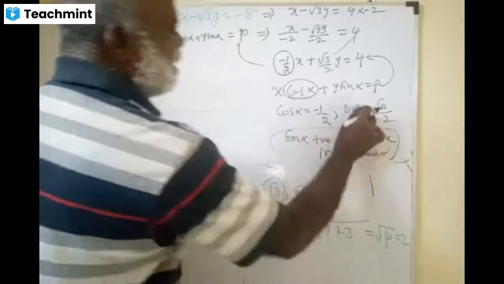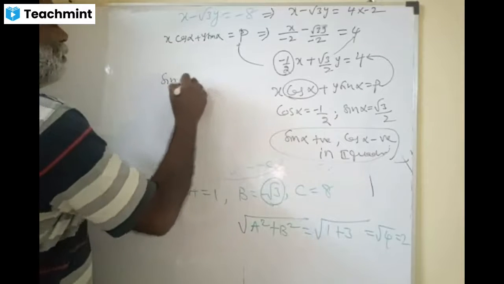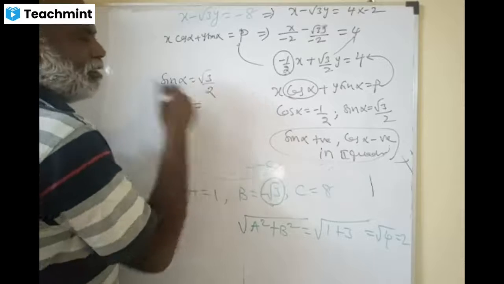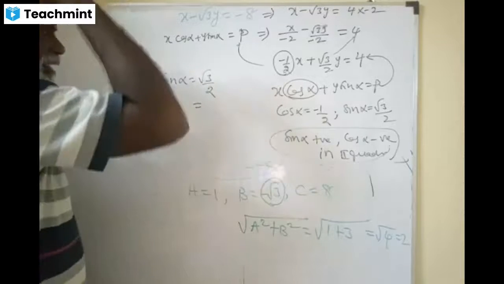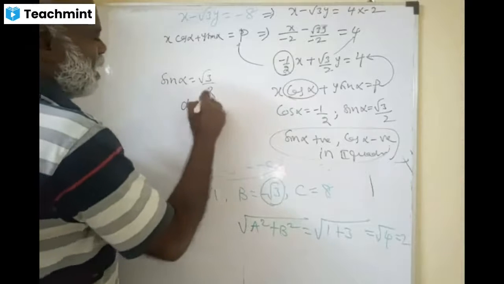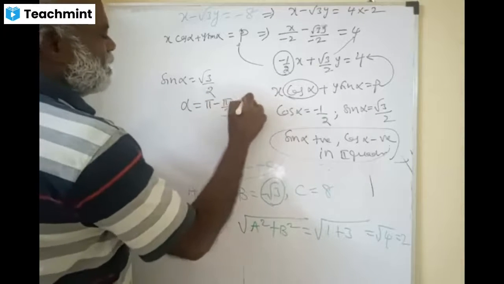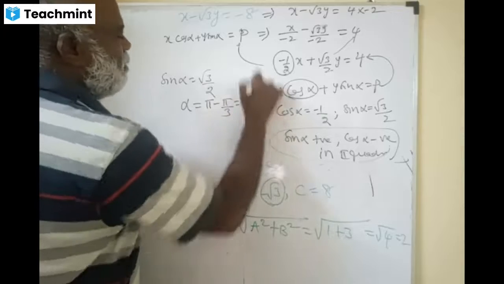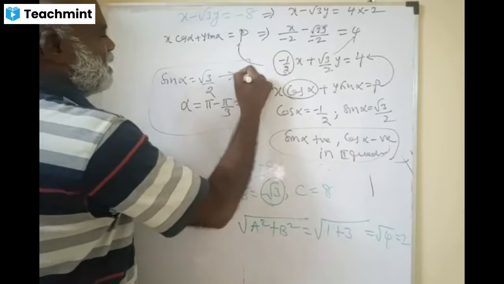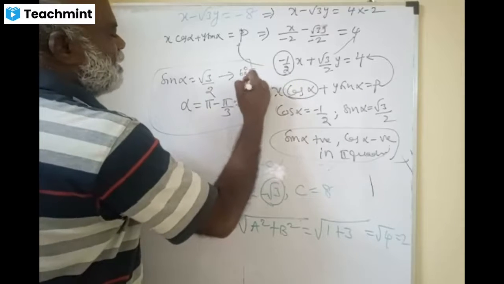Now you know that sin alpha is root 3 by 2. In the second quadrant, root 3 by 2 is for an angle of 60 degrees, right? Alpha is 60 degrees in the first quadrant, but in the second quadrant it is pi minus pi by 3. That is called 2 pi by 3. Alpha is 2 pi by 3. This is 60. In the first quadrant 60, in the second quadrant 180 minus 60.